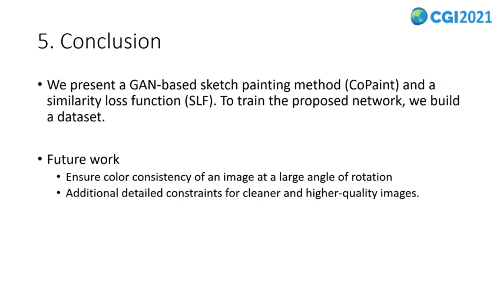In this paper, we present a GAN-based sketch painting method and loss function. To train our model, we build the dataset. In this dataset, we make an image sequence for training. In the future, we will ensure the color consistency of an image at a large angle of rotation, and more constraints could be used.